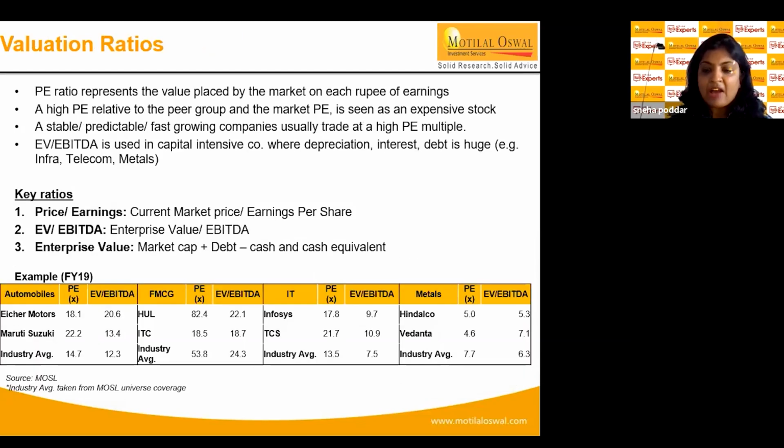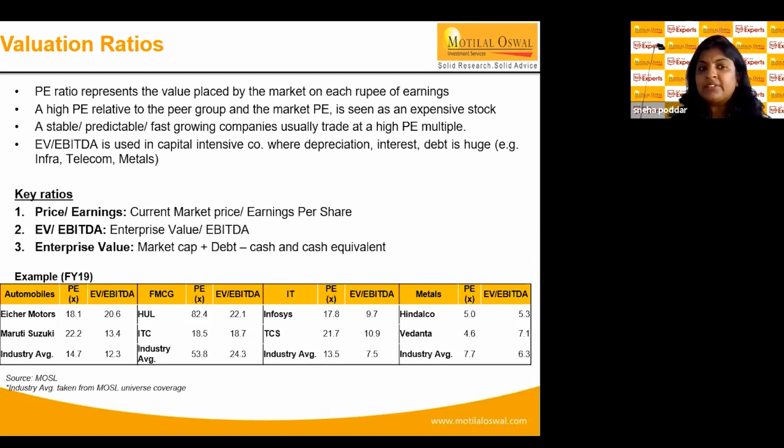And then lastly, we have the valuation ratios. Valuation ratios involve price to earnings and EV by EBITDA. This is the most looked after ratio, because it tells you, if you have to invest in that company today, what valuation you are ready to give for each rupee of earnings that the company generates. And P/E is the most sought after ratio. That is nothing but the current market price by the earnings per share. It will tell you whether the stock is expensive or not.